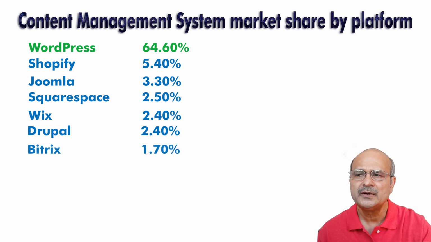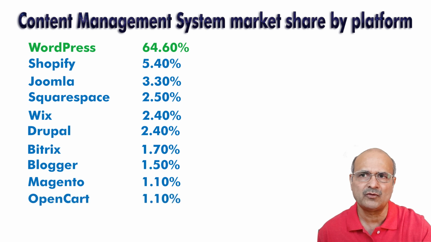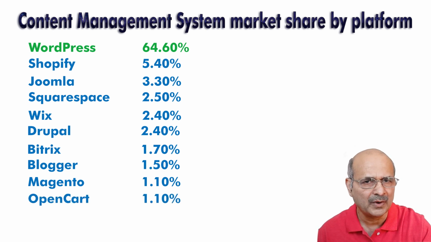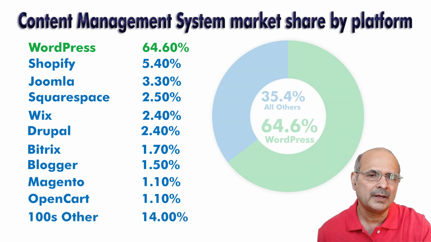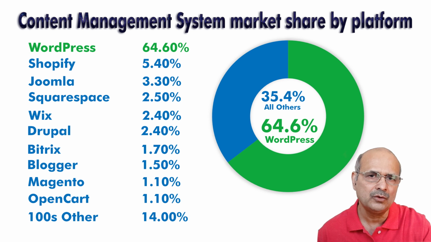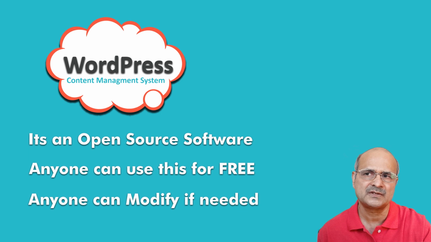Then it's Blogger, which holds 1.5%, then Magento, which holds 1.1%, and the next one is OpenCart, which is also holding 1.1%. And there are hundreds of them which collectively hold about 14% of the market share. But if we individually break them down, they are holding 1% or even less than 1% of the market share in the content management market. So it's a very clear choice right now. You can understand WordPress is the way to the future of websites.